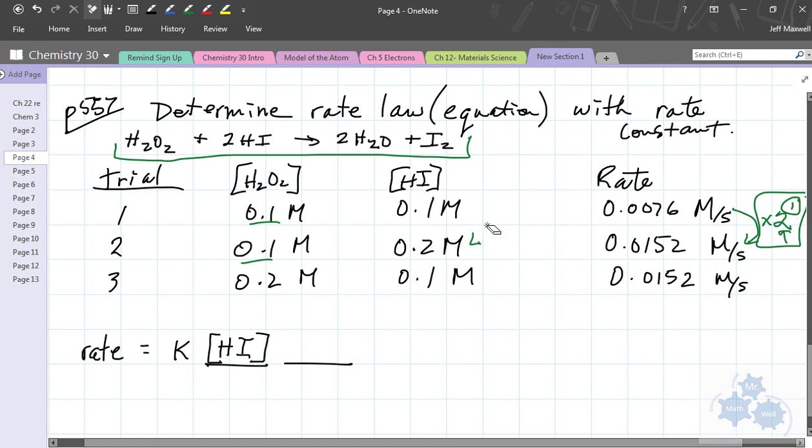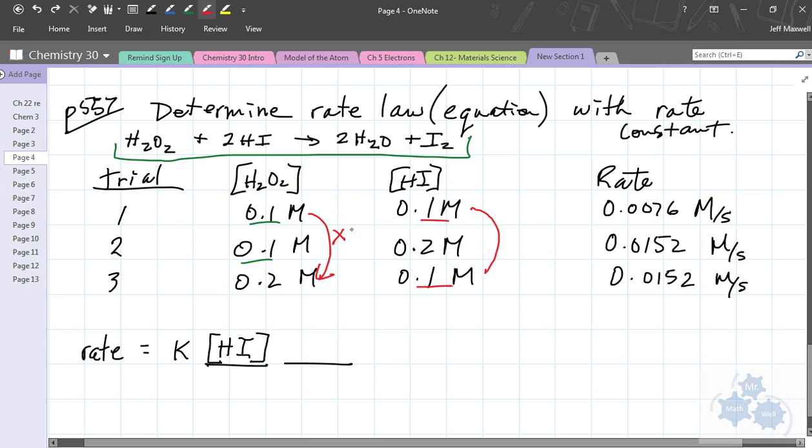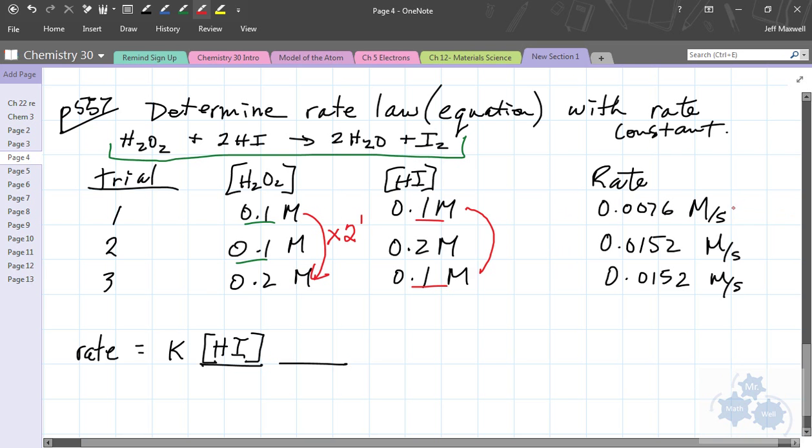So let's take a look at hydrogen peroxide here, and let's see what's happening. Between trial 1 and 3, those are the same. You see that? So hydrogen iodide is not changing, but hydrogen peroxide is changing, and it's doubling, right? Times 2 to the power of 1. Again, we want to make sure we hit the right trials, 1 and 3. What's happening between trial 1 and 3 as far as the rate goes?